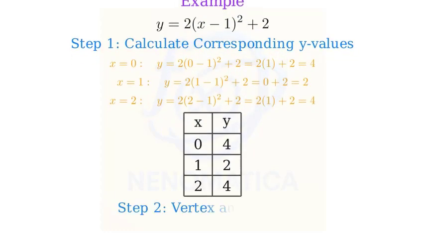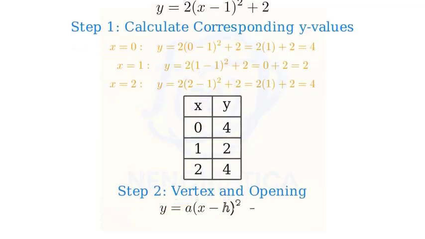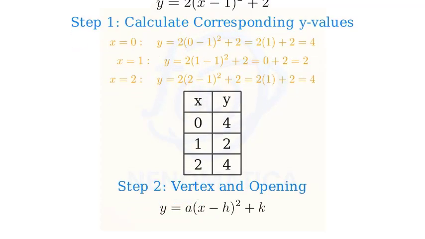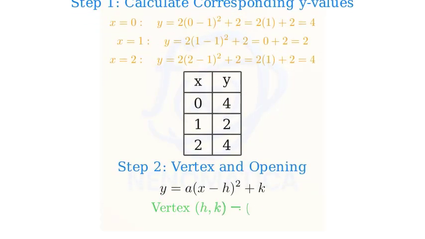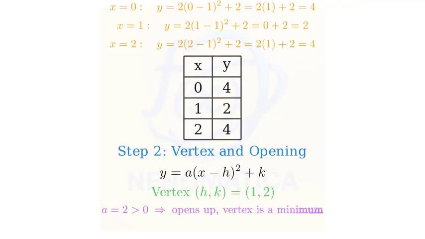Step 2. Identify the vertex and whether the parabola opens up or down. Because the equation is in vertex form, y equals a times (x minus h) squared plus k, the vertex is (h, k). Here, h equals 1 and k equals 2, so the vertex is (1, 2). The coefficient a equals 2, which is positive, so the parabola opens upward. The vertex is a minimum.